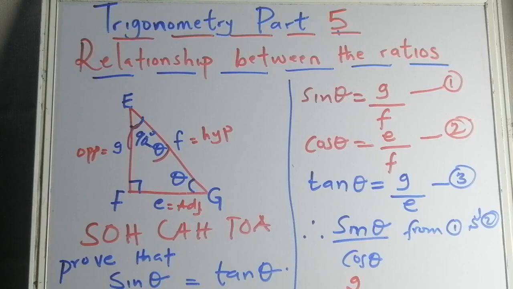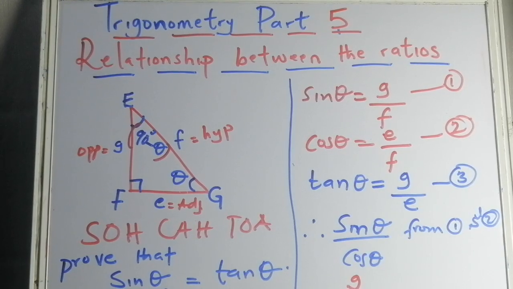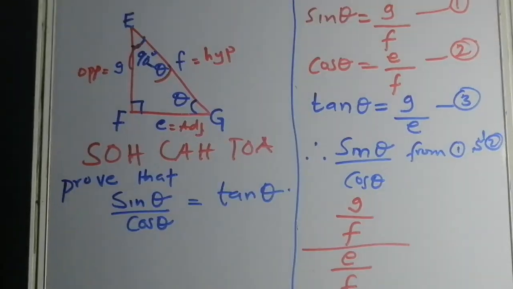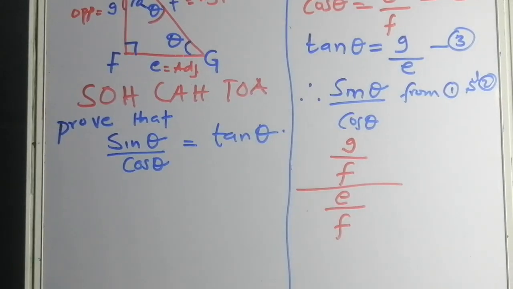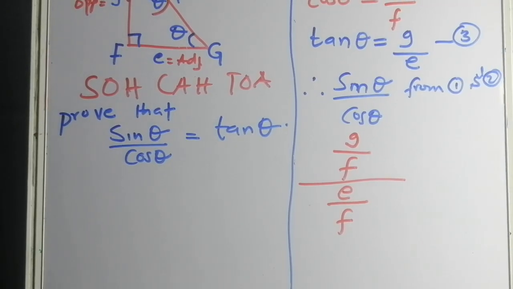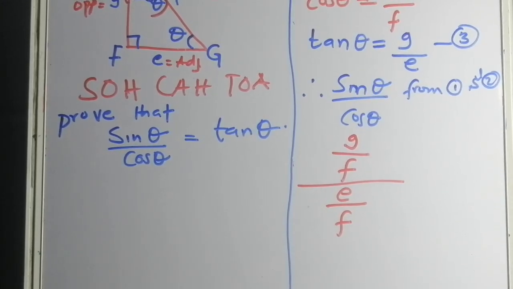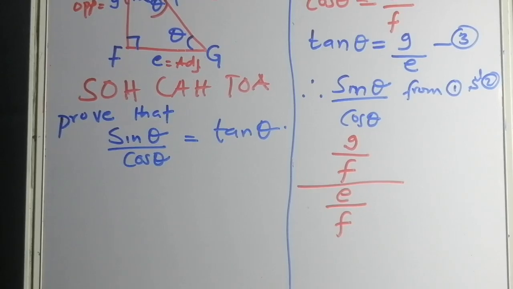E over F. So you can see that at the end of the day, sin theta over cos theta will now be G over F, all over E over F, which is the same thing. It means that what is on top there is sin theta. What is at the numerator is sin theta. What is at the denominator is cos theta. So I can change the long division to short division.